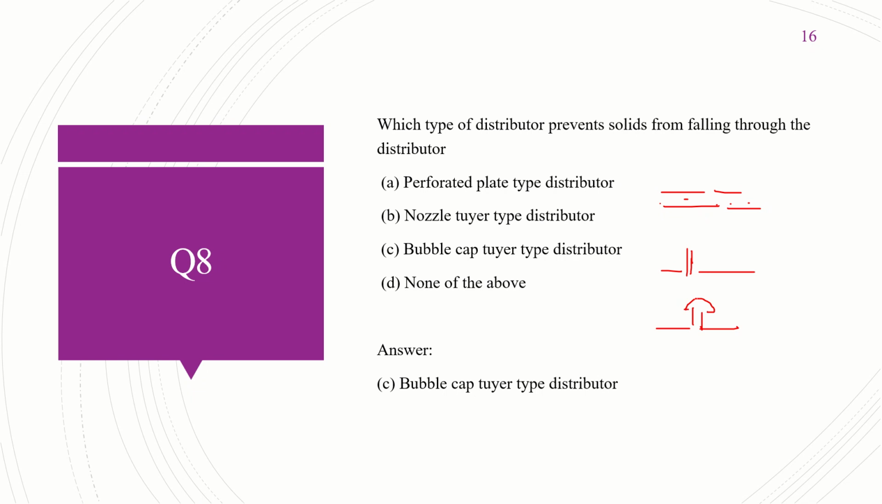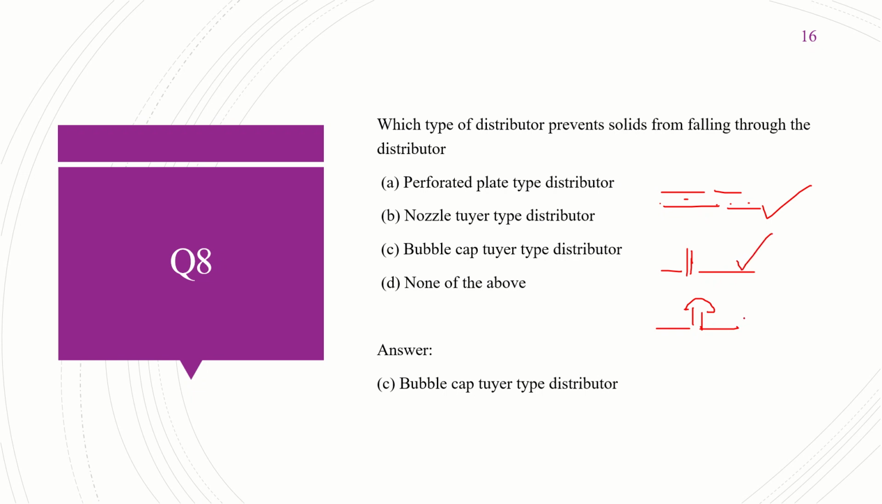So, which one do you think would be ideal to use to prevent backfall of the solids? So here the chances of solids falling through are higher. Here also chances of solids falling are there.